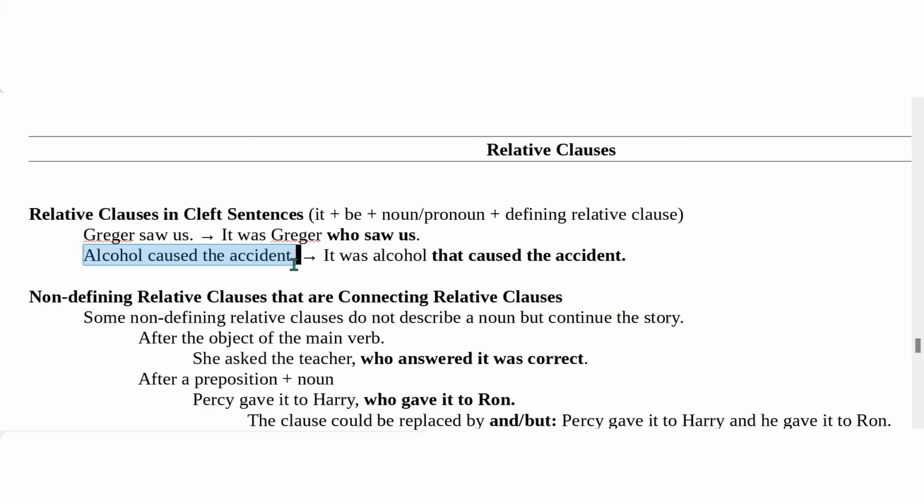Do you understand? Can I reduce it? Use identity. It was alcohol. Here you cannot reduce this because that caused is active voice. So you cannot use, you mean present participle? It was alcohol causing the accident. No. It was alcohol causing the accident.